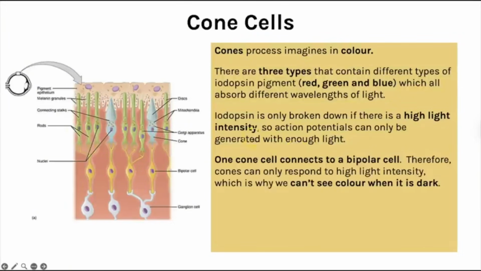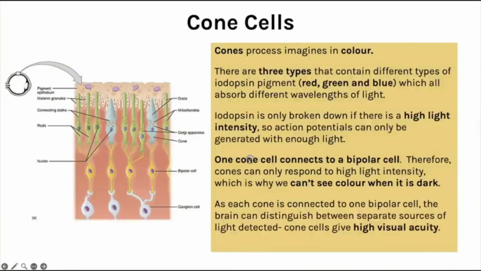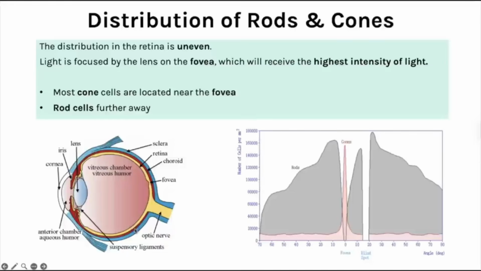You also need to have a high light intensity to see in colour vision because you have one cone cell connecting to one bipolar cell, and therefore you need a high enough stimulus to trigger that action potential. So when it is much brighter light intensities, you can see colour, and you have a high visual acuity because you've got one cone cell connected to one bipolar cell, so the brain can distinguish between separate sources of light.